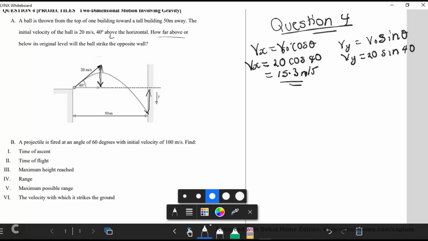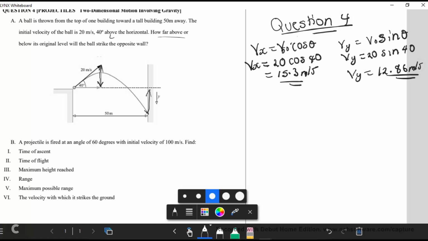So it means that it was moving in the x-axis. So how about the other one? That is 20 sine 40. So I'm finding that in the y-axis it moved like 12.86 meters per second, like that.